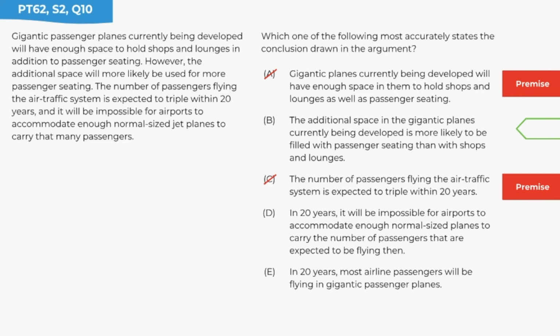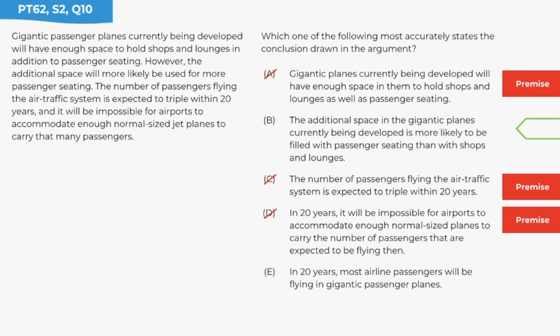Answer choice D says in 20 years, it will be impossible for airports to accommodate enough normal-sized planes to carry the number of passengers that are expected to be flying then. Well, yeah, that's true. They say that. So let's get rid of D. Answer choice E. In 20 years, most airline passengers will be flying in gigantic passenger planes.